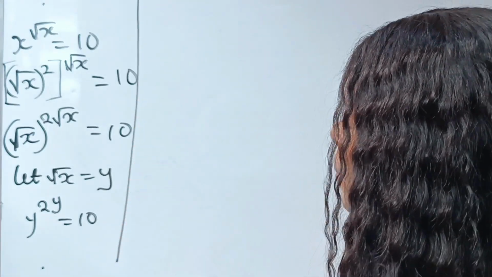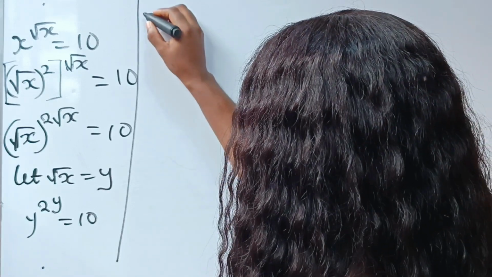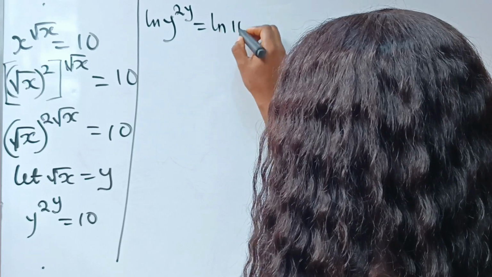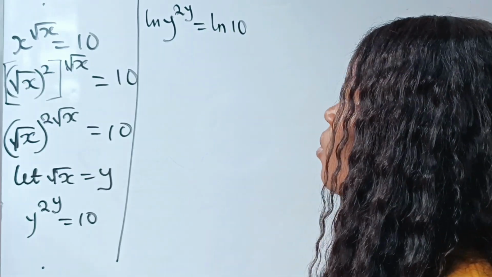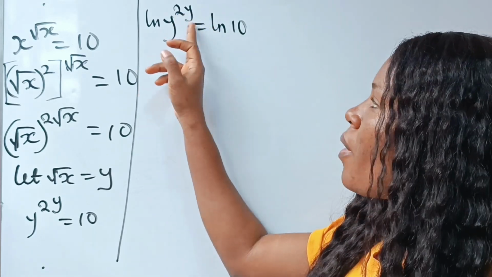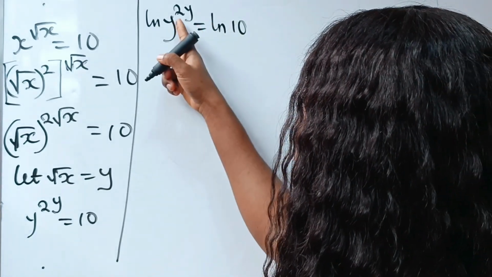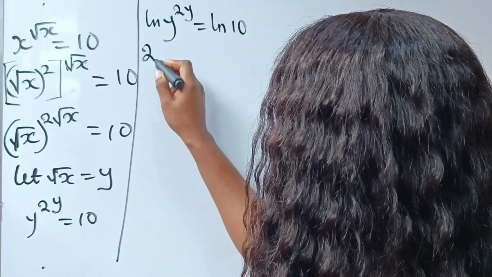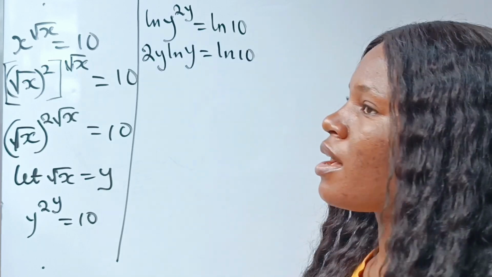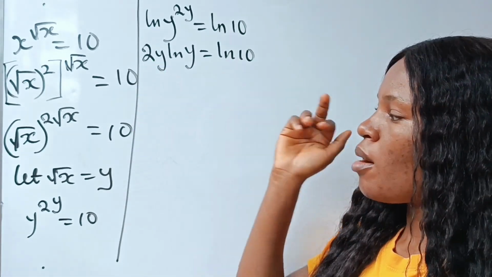Okay, now let us apply natural log to both sides of this equation. If we do that, we will have ln of y to the power of 2y is equal to ln 10. According to the power rule, when you have a power, the power can come down to multiply, just like in your normal log. So this 2y will come down, and you're going to have 2y ln y is equal to ln 10. Now I want to divide through by 2 because I want to get y.